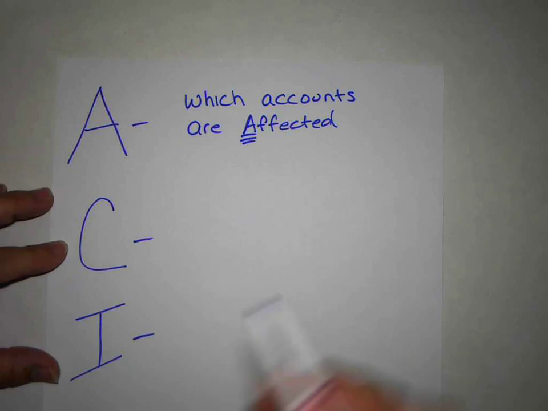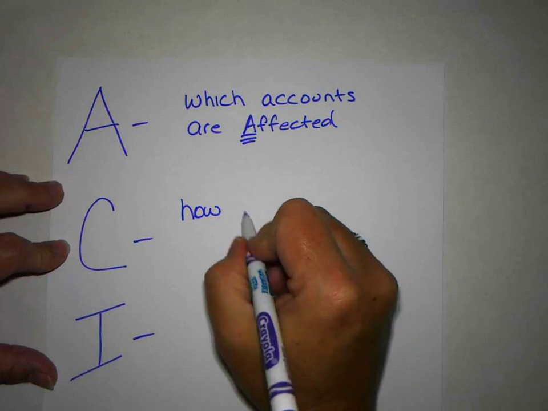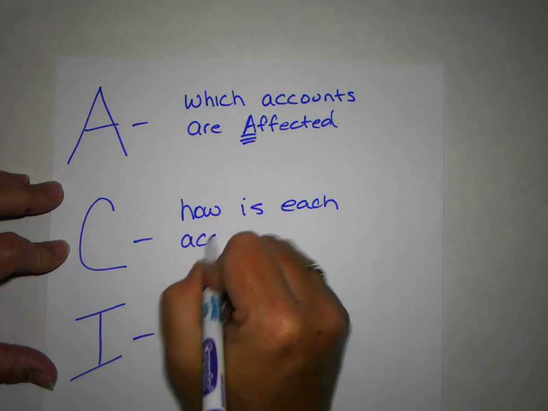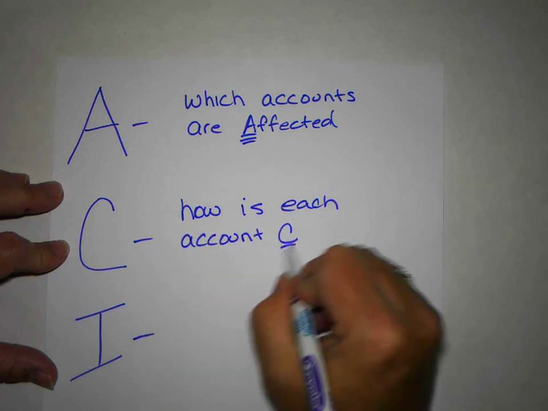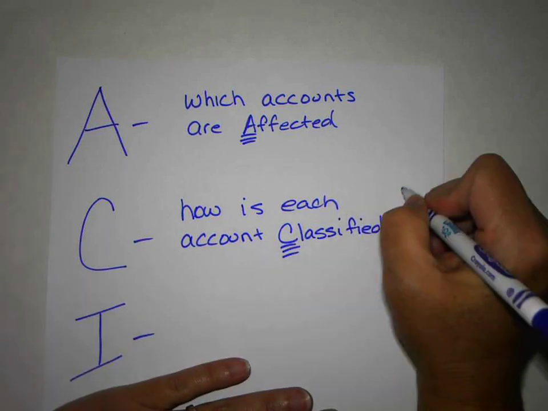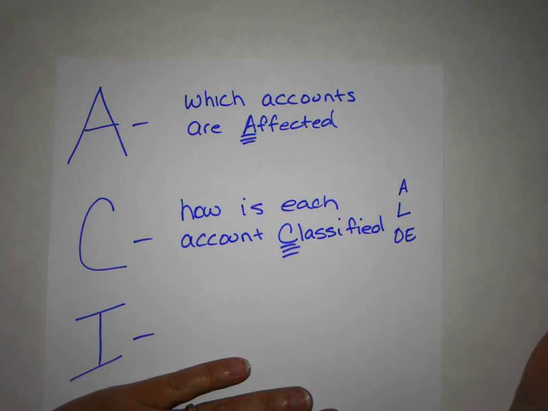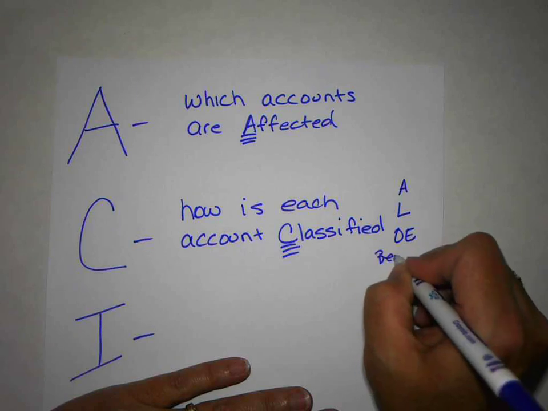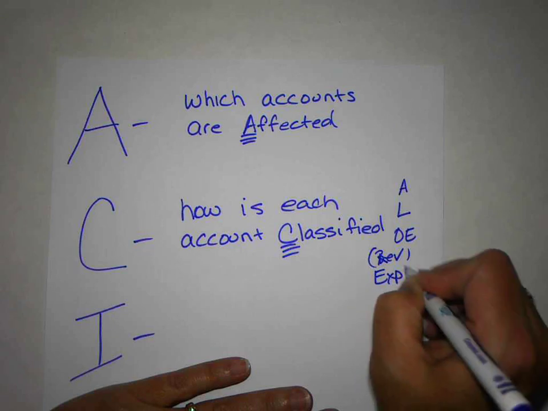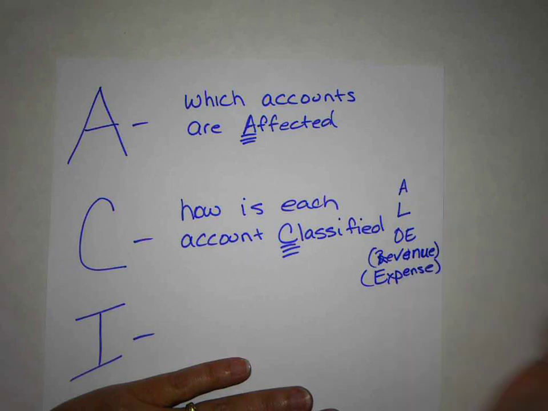The next thing is, how are those accounts classified? So how is each account classified? Okay, and that means asset, liability, or owner's equity. Okay, we also might need to know if it's a revenue or an expense. Sorry, I wish I'd have written that a little bit neater. Okay.